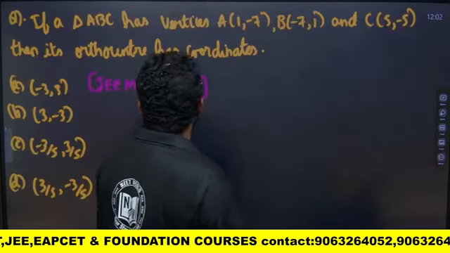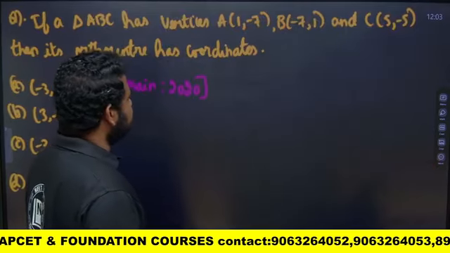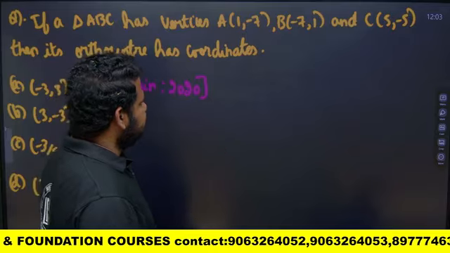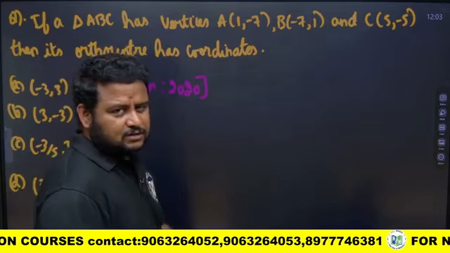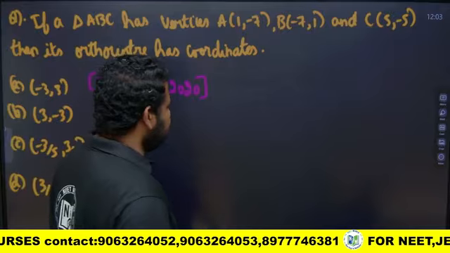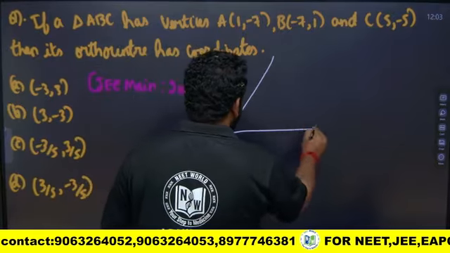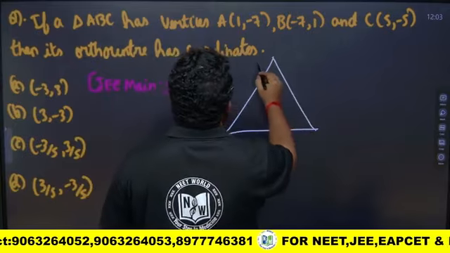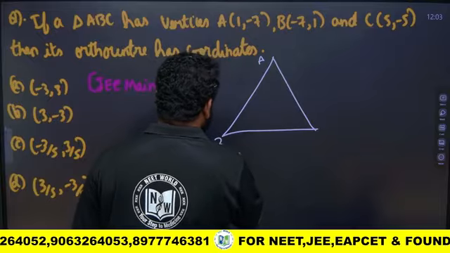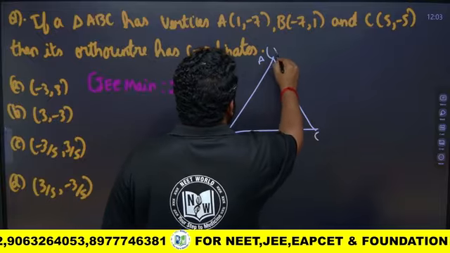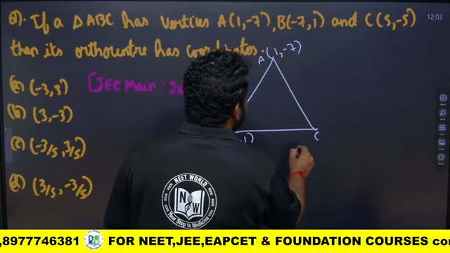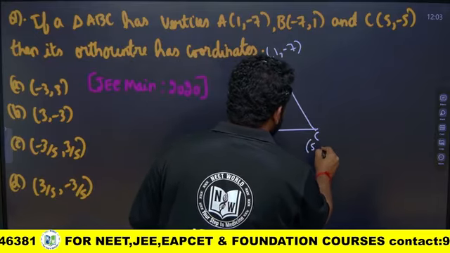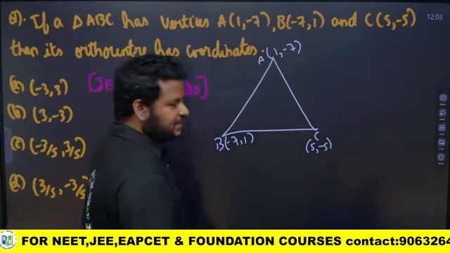Okay, a triangle ABC has vertices A(1, minus 7), B(minus 7, 1), and C(5, minus 5). Then they are asking for its orthocenter coordinates. For the orthocenter there is no direct formula. So what we can do here: they have given the triangle, so let me draw it. That is A, B, and C. A is 1, minus 7. B is minus 7, 1, and C is 5, minus 5.